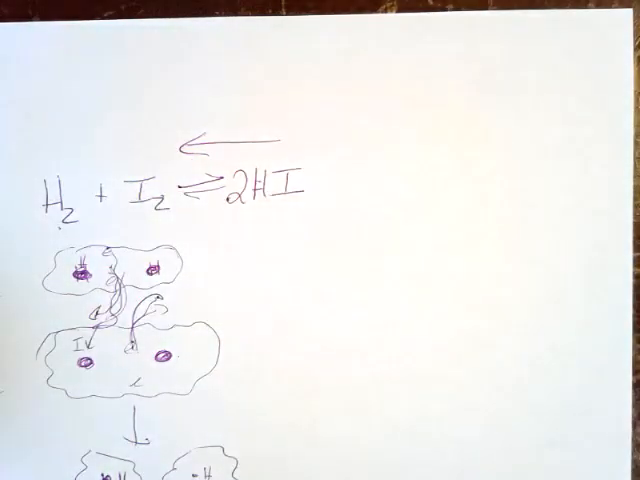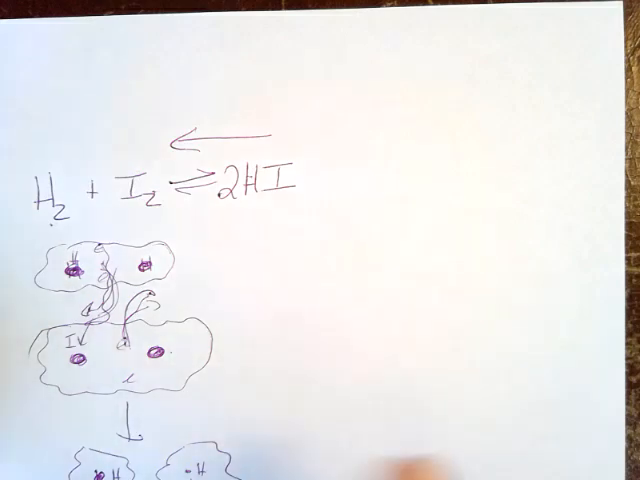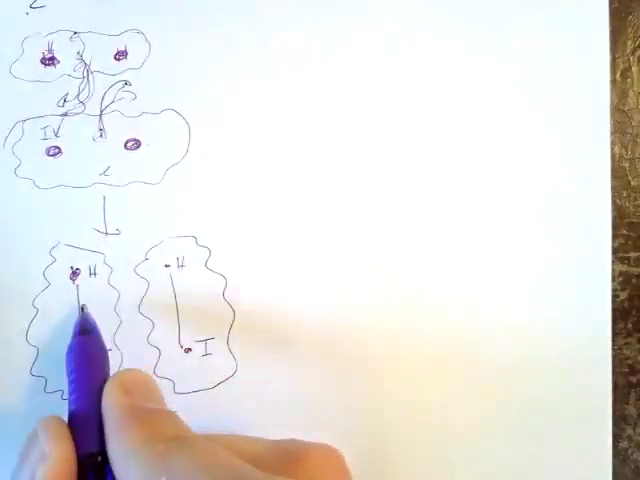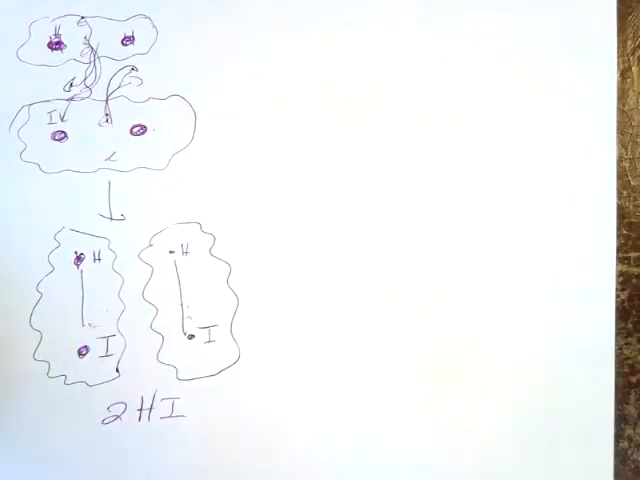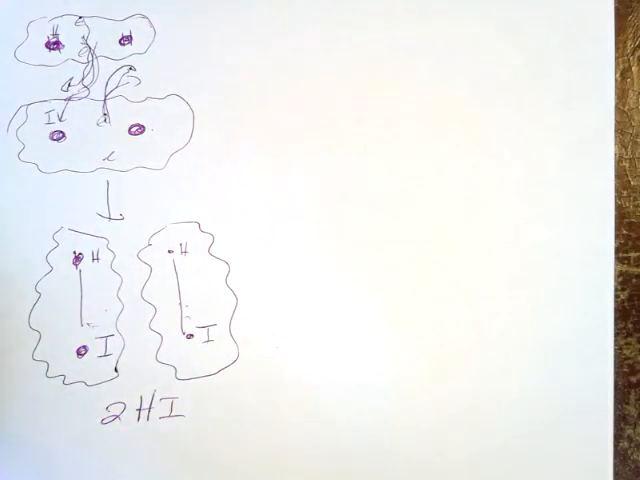But what we seldom consider is the back reaction. But when we deal with equilibrium, we're going to have to deal with the back reaction as well. And here it would be the reverse process. We can imagine two HIs running into each other in space.